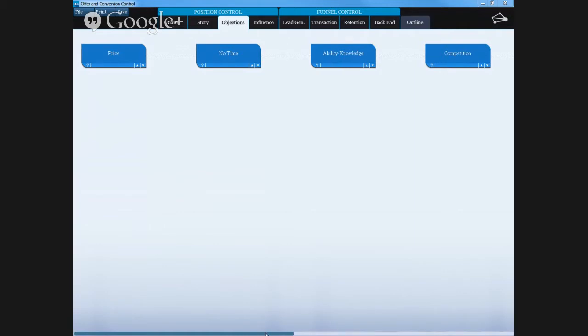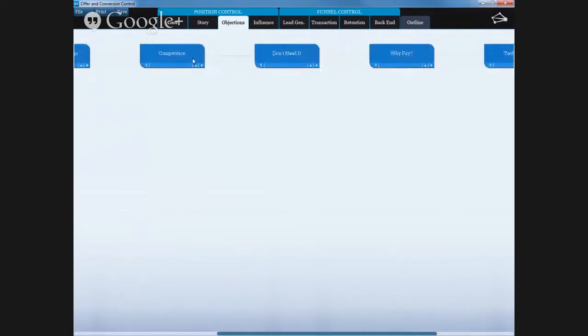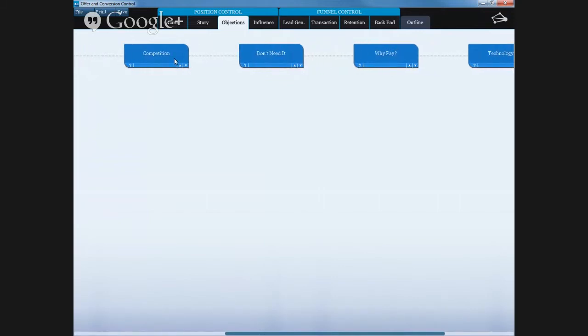Fourth is competition. Well, I already see other people doing this. There are others just like you, and some of them are even cheaper. There are so many already. What makes you so different? So anything related to competition. And again, I'm just giving a broad overview here. We're going to dig into all of these much deeper.